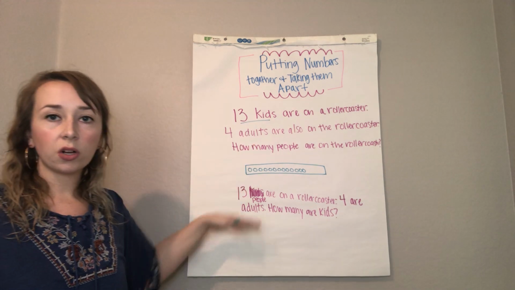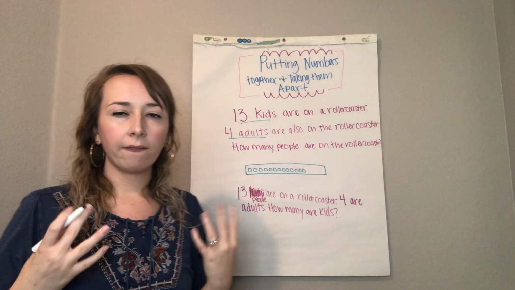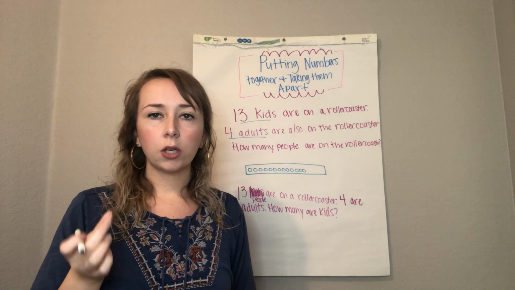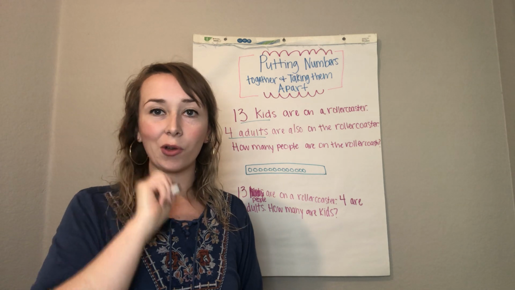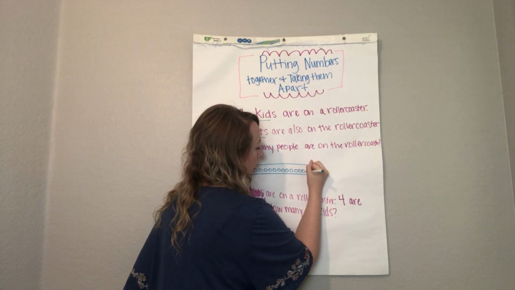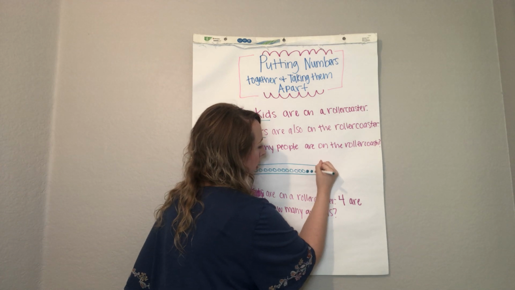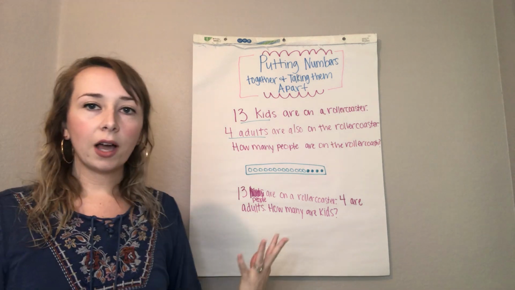Now there's 4 adults that are also on the roller coaster. Now I'm going to make my 4 adult circles look a little bit different so I can tell that they are not part of the kids. So I'm going to color those circles in. Ready? So I have 13. I'm going to draw in 4 more. 1, 2, 3, 4.